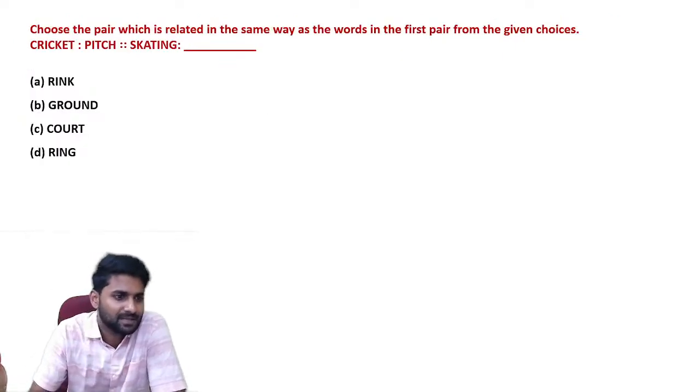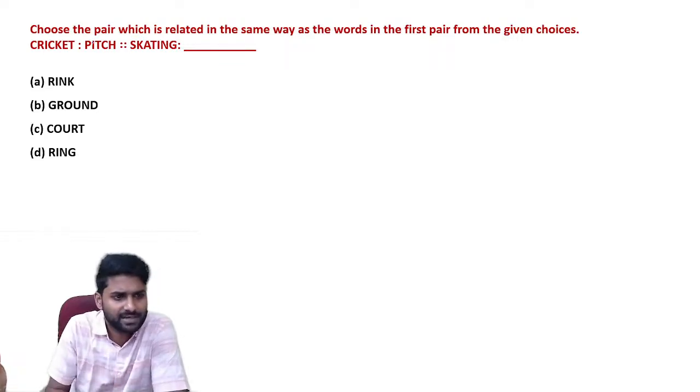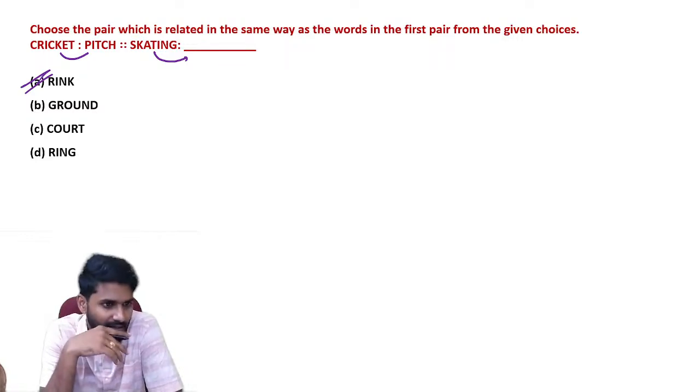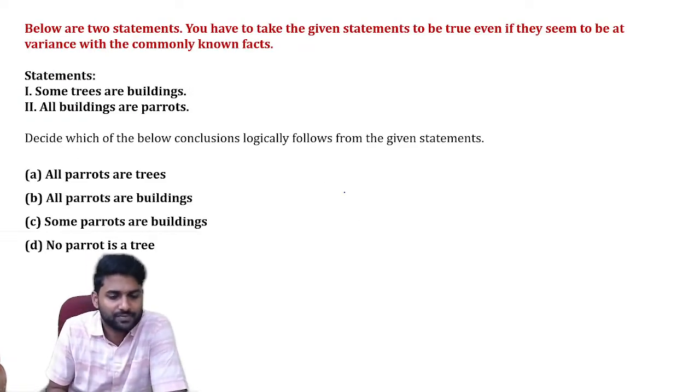Next, again a question from analogy. Cricket is to pitch as skating is to... So we can say that the place where you can play skating is the rink. It's a place.